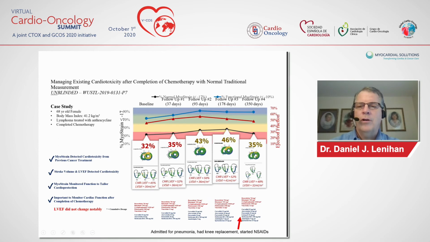However, at her yearly scan, her myostrain value dropped, and you can see that her LVEF also was diminished slightly. As it turns out, she had had an episode of pneumonia and had had total knee replacement, and in addition had been taking non-steroidals over the last 2 months prior to that scan. So myostrain was able to detect a change in her optimal medical therapy and a subsequent stressor from pneumonia by a reduction in the regional myostrain values.